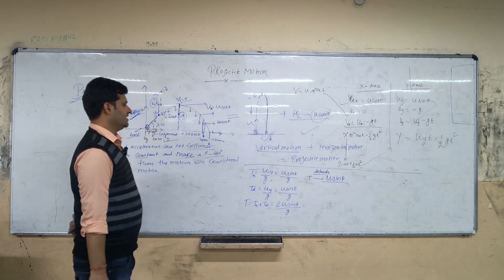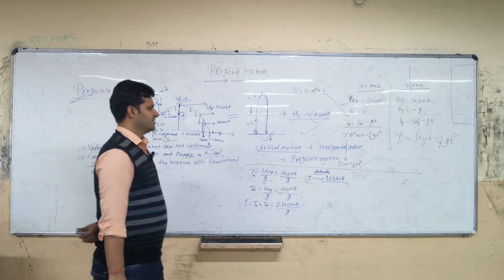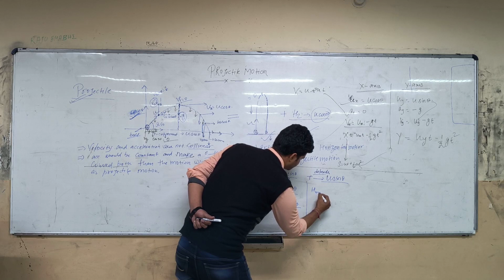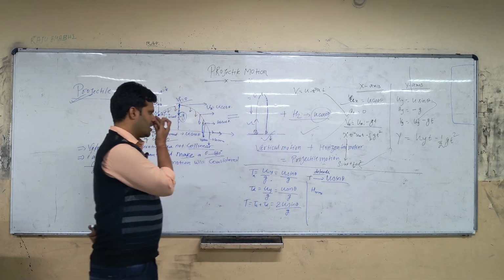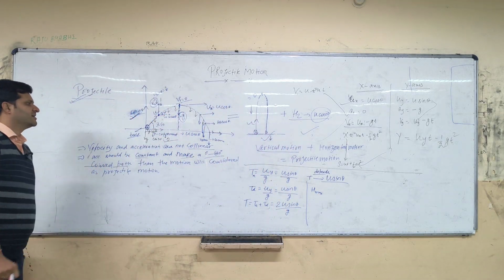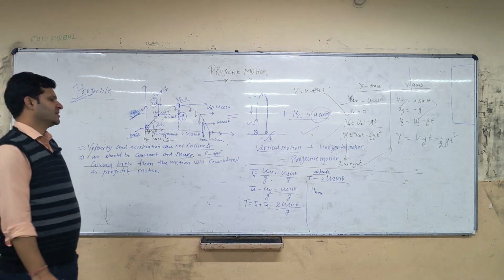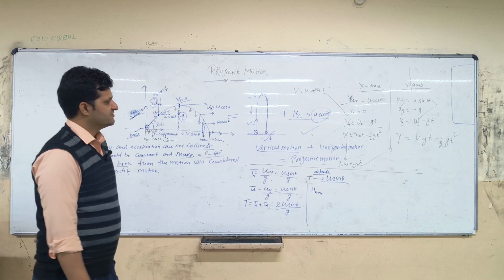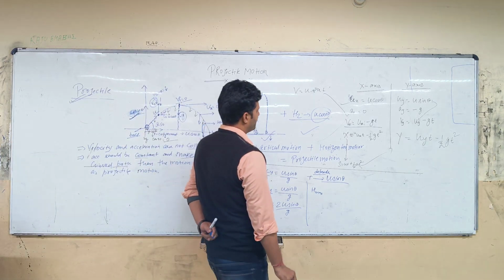Next, in the same manner, in vertical motion, we are going to calculate the value of maximum height, h max. How will we calculate the value of maximum height? We will find that there was a calculation for maximum height, that is the value of h.